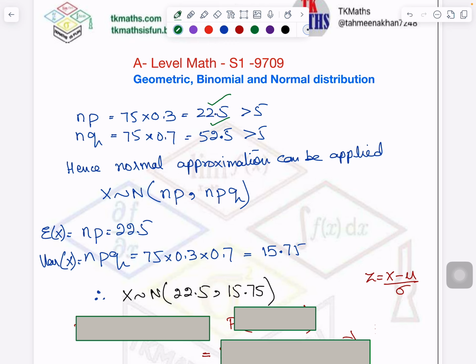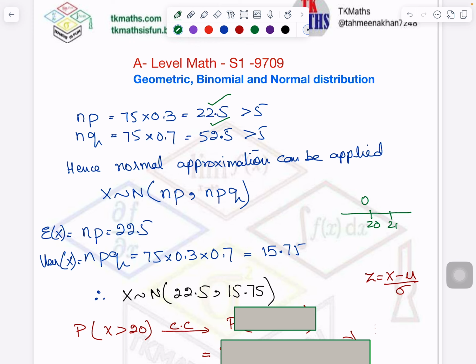Please write each and every step. Every working should be clearly stated, what you are doing. Now another important thing, binomial distribution is for discrete data and normal distribution is for continuous data. So when the question is saying X is greater than 20, you have to apply continuity correction. So when I'm saying greater than 20, then according to the number line, next is 21, but 20 is not included. So whenever we apply continuity correction, either we add or subtract 0.5 in this number. If I add 0.5, it will become 20.5. If I subtract 0.5, it will become 19.5.